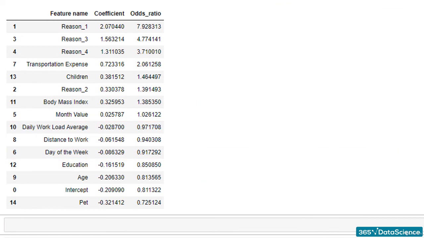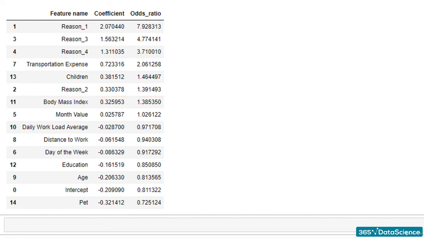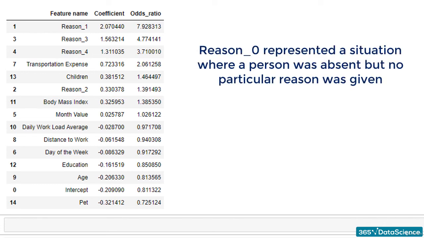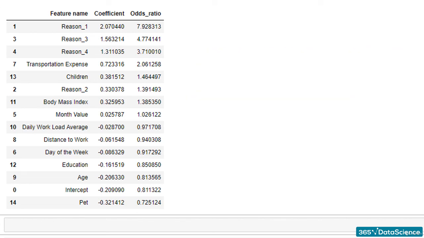Alright, what else can we see? We've got the 4 reasons for absence, which are the most important predictors. When we were creating the dummies, the one we dropped was reason 0. Reason 0 represented a situation when a person was absent, but no particular reason was given. Therefore, the base model is the case when there is no reason, aka reason 0. From the coefficients, it seems that whenever a person has stated any reason, we have a much higher chance of getting excessive absence. A good question would be, how much bigger of a chance?